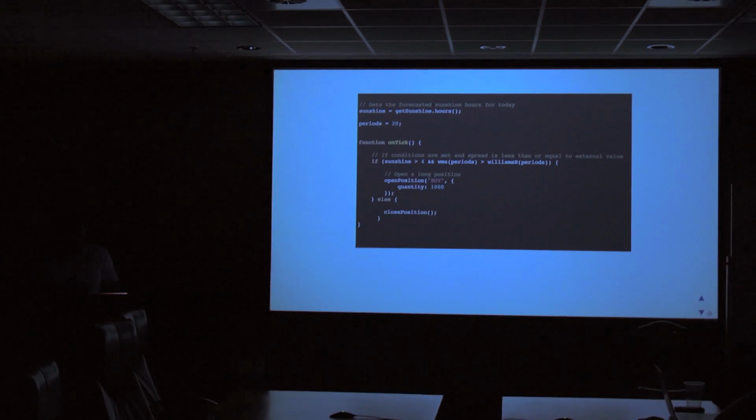I made an algorithm a little bit more complicated here. I added another variable called periods, because I'm trying to mix periods and on tick. I set periods to 20, which means every 20 seconds to execute this. So what I'm saying is if sunshine is above 4, and the WMA, a weighted moving average over the last 20 periods, is greater than this Williams R period.